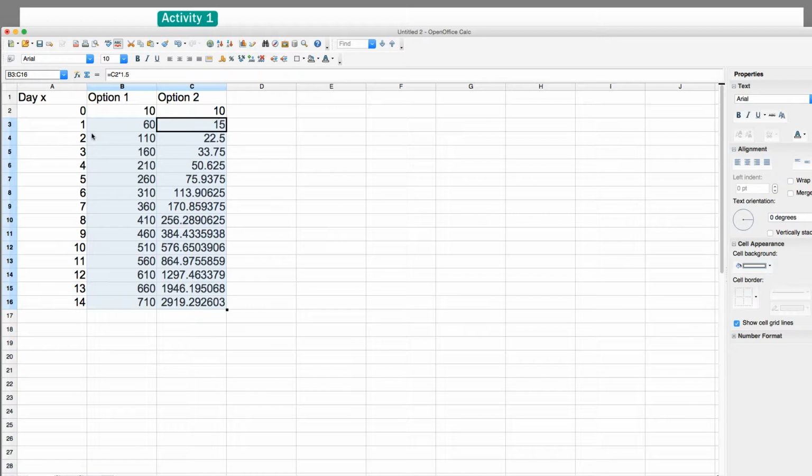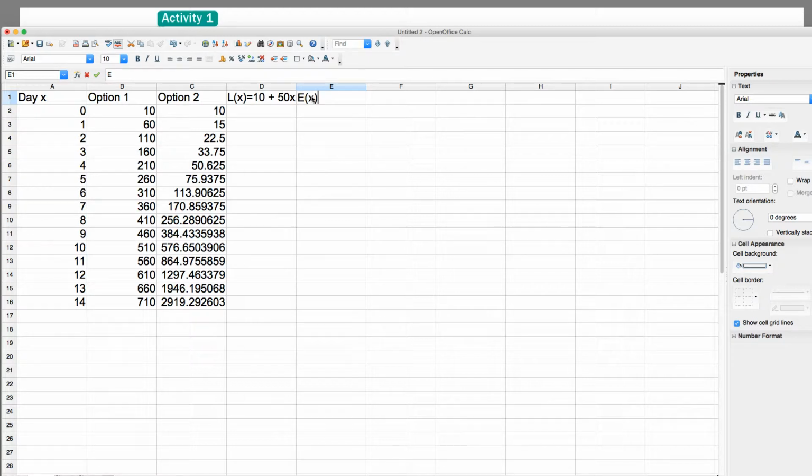The other thing we can do with a spreadsheet is to put in a formula that would be able to do a calculation for any given x and doesn't require the previous result to get it. And that would mean for our linear expression L of x, which is equal to 10 plus 50x, and our exponential expression e of x equals 10 times 1.5, my caret symbol, raised to the x.